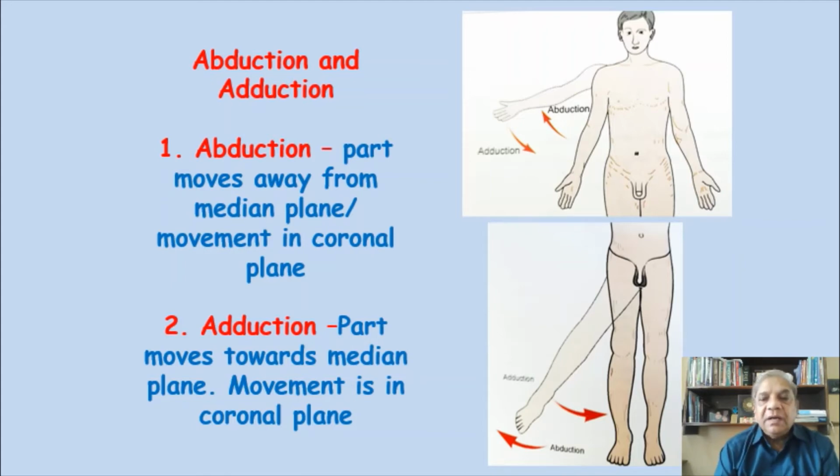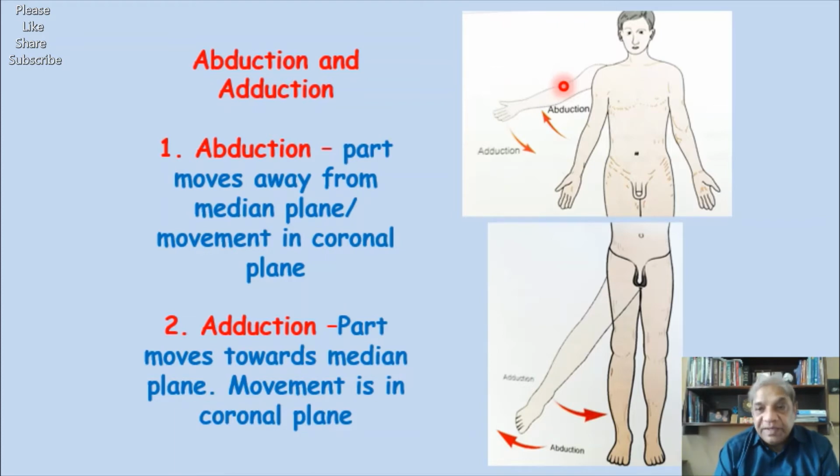Abduction means going away. Our part moves away from the median plane. See this. Here is the abduction of the upper limb. This is the anatomical position. And from the anatomical position, when you move your arm at the shoulder joint going thus away from this median plane, then this movement is called abduction. Ab means away. Abducted. We say sometimes he was abducted. So this is called abduction, moving away from the median plane.